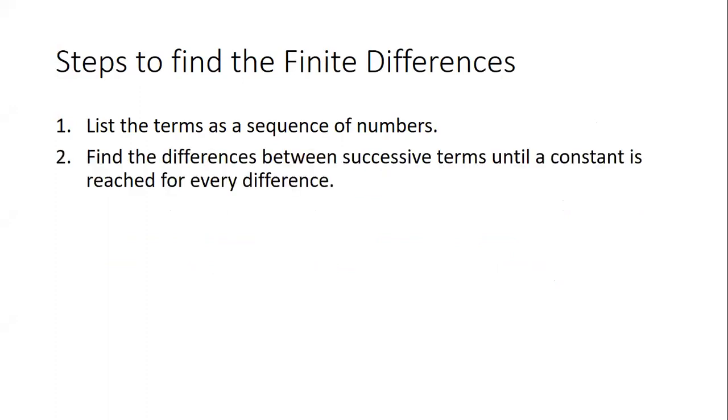So, steps to find the finite difference. First thing is you want to make sure that they're in numerical order, so we want to list them in sequence of numbers. Second, we're going to find the difference. To find your difference, you are doing your y2, so your second y value minus your first y value. That is how you're finding your difference. Yes? Second y value minus first y value.